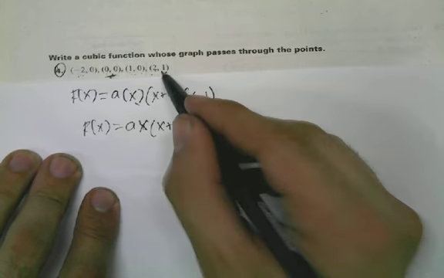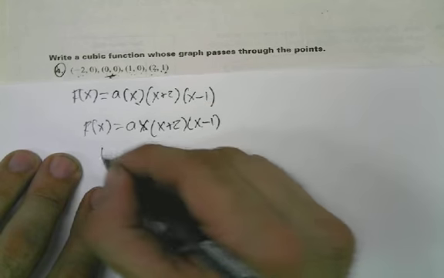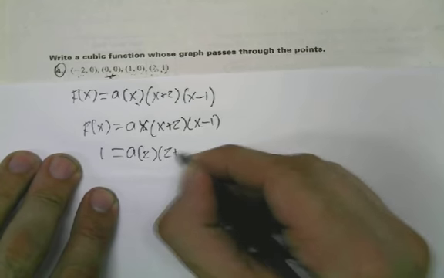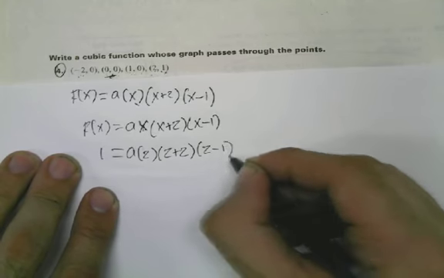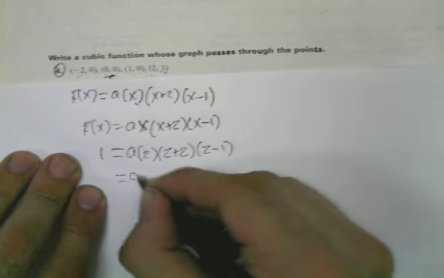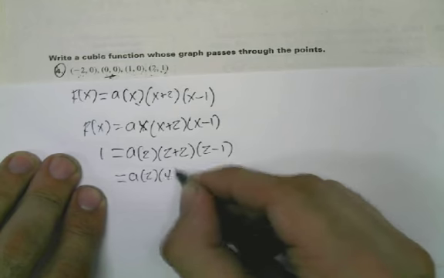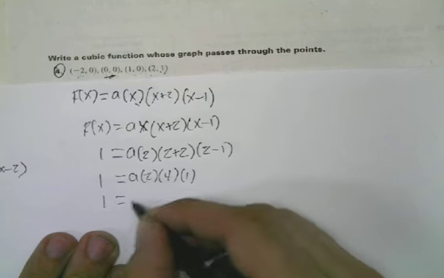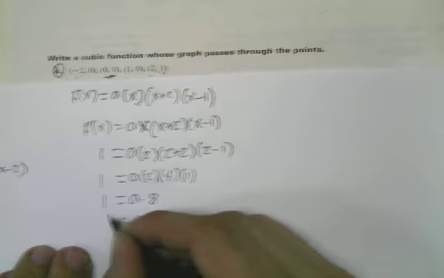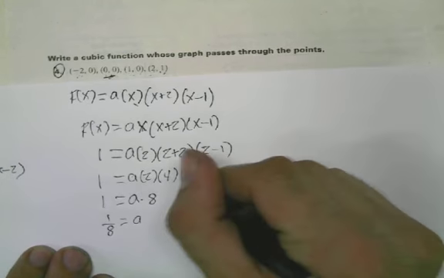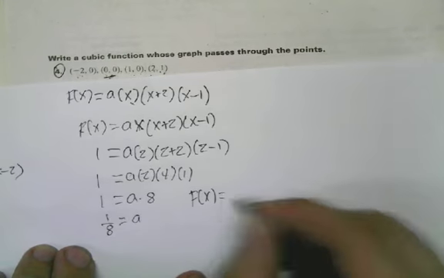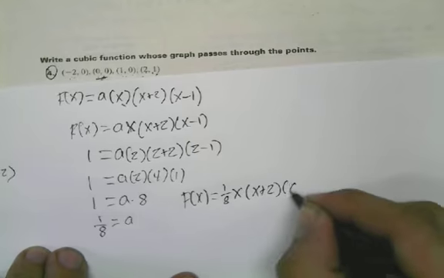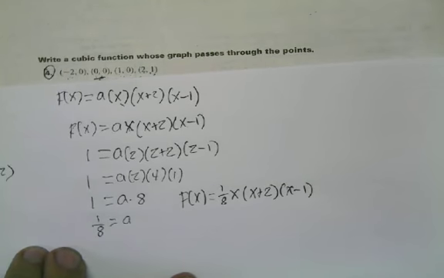Let's plug in the point 2, 1 into here. Then I'm going to have for y, 1 equals a times 2 times 2 plus 2 times 2 minus 1. And this 2 plus 2 is going to equal a times 2 times 4 times 2 minus 1, which is 1. So 1 equals a times 8, and a is going to equal 1/8. The final equation will be f of x equals 1/8 x times x plus 2 times x minus 1. Okay, sorry for the hiccup, but maybe you learned from it.